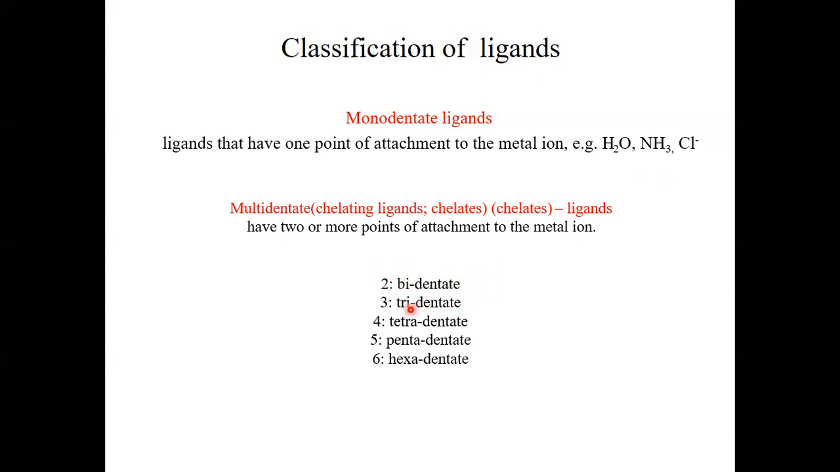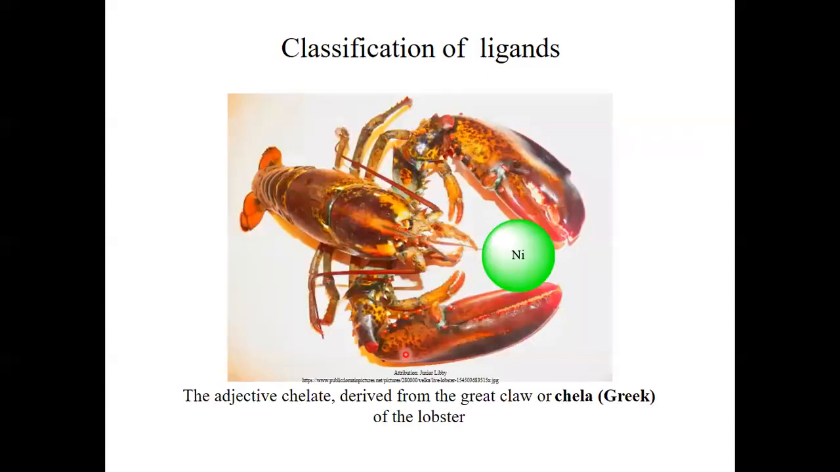When we have 3 donor atoms with 3 points of attachment, then we use the prefix tri. When we have 4, then we use the prefix tetra. When we have 5, we use the prefix penta, and when we have 6, we use the prefix hexa, and so on. So let us look at a few multidentate ligands and see what they typically have in common.